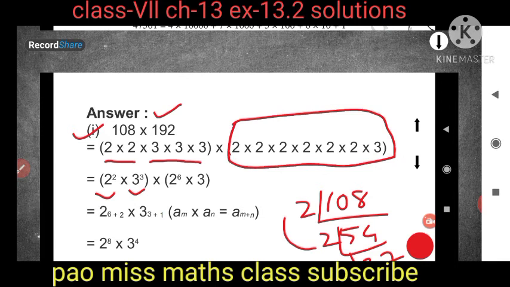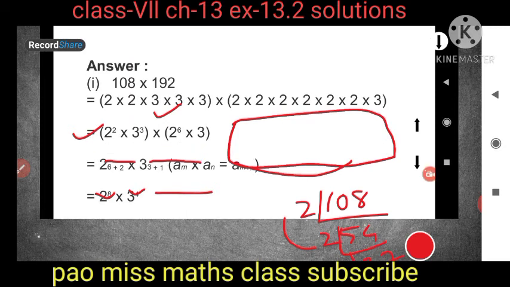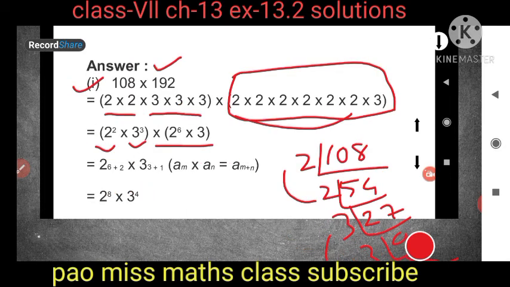Okay, 2, how many times did we get? 6 times, and 3 only 1 time. Now again from here, which are the same? This is 2 and this base is also 2, isn't it? So this writing is a little mistake.